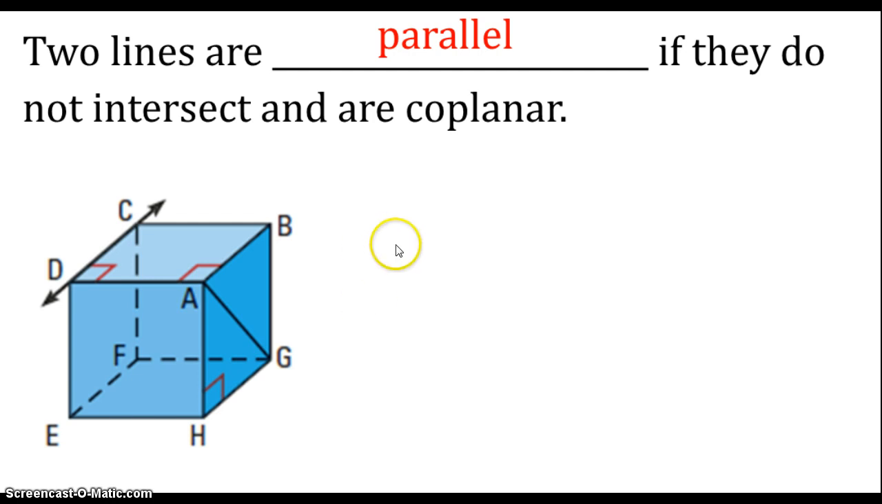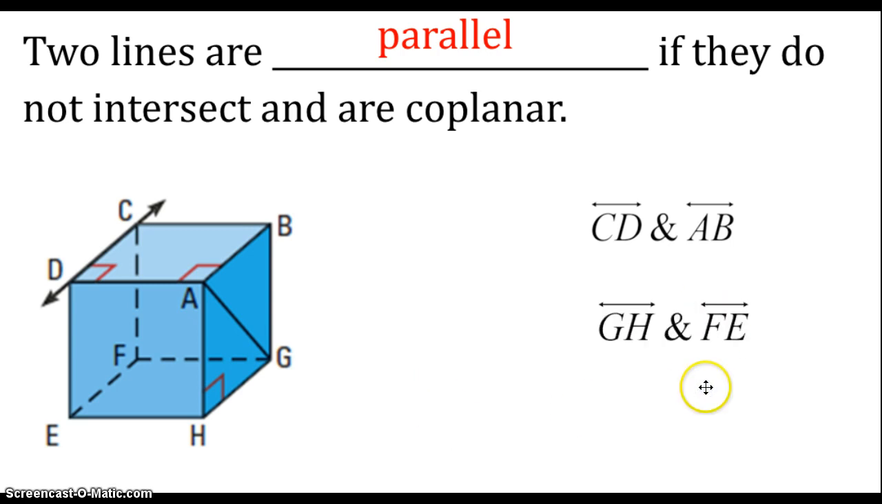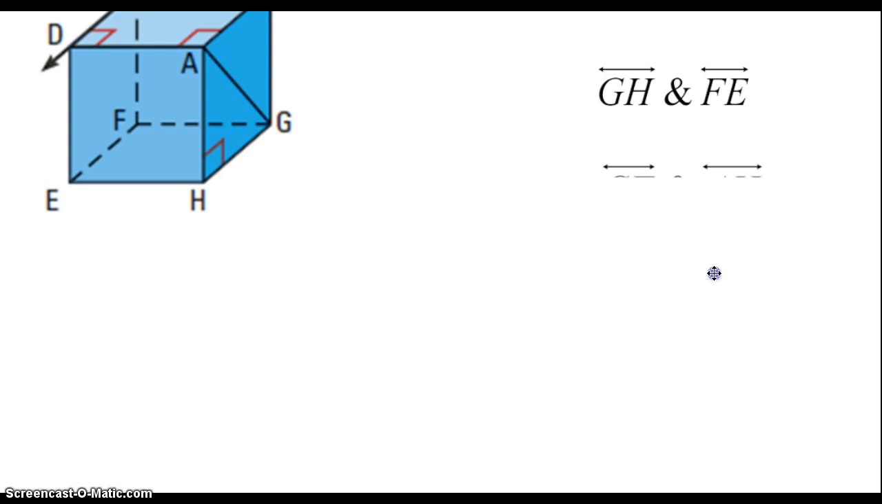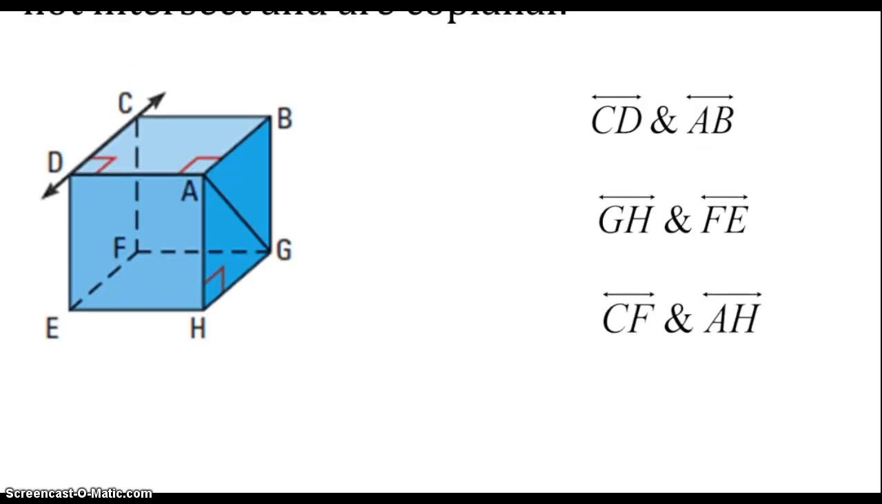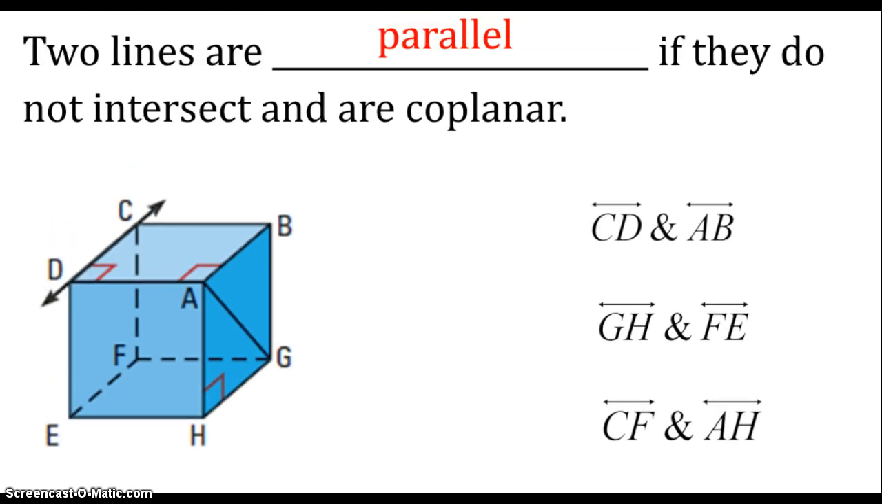If I use this cube, examples of parallel lines in this cube could be CD and AB, GH and FE, and lastly CF and AH. Now, there are other lines. For example, BG and AH are parallel, EH and DA are parallel. Okay, so these are only a couple examples, but please remember parallel lines do not intersect, but they are coplanar.